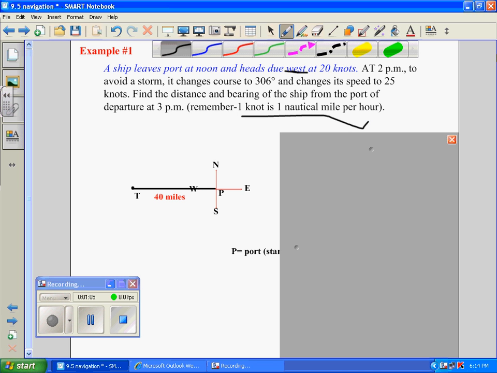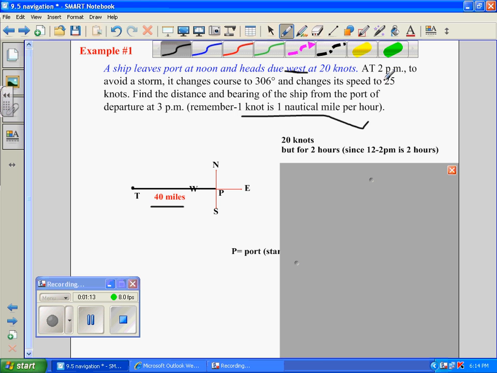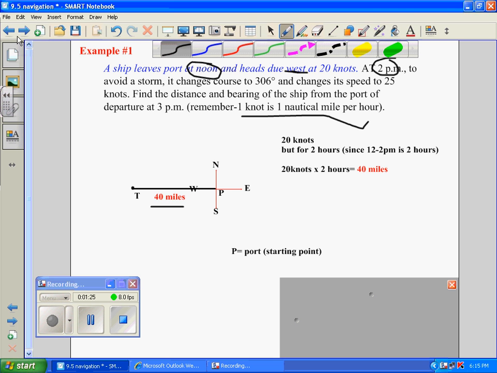Notice the cursor is blinking, so I'm moving the cursor away so it does not distract you. Where are we getting this 40 miles from? You go for 2 hours because you start at noon and you go all the way until 2 p.m. That's 2 hours. So you do 20 knots times 2, and that's 40 miles. Once you do that, I think we're ready to move on.